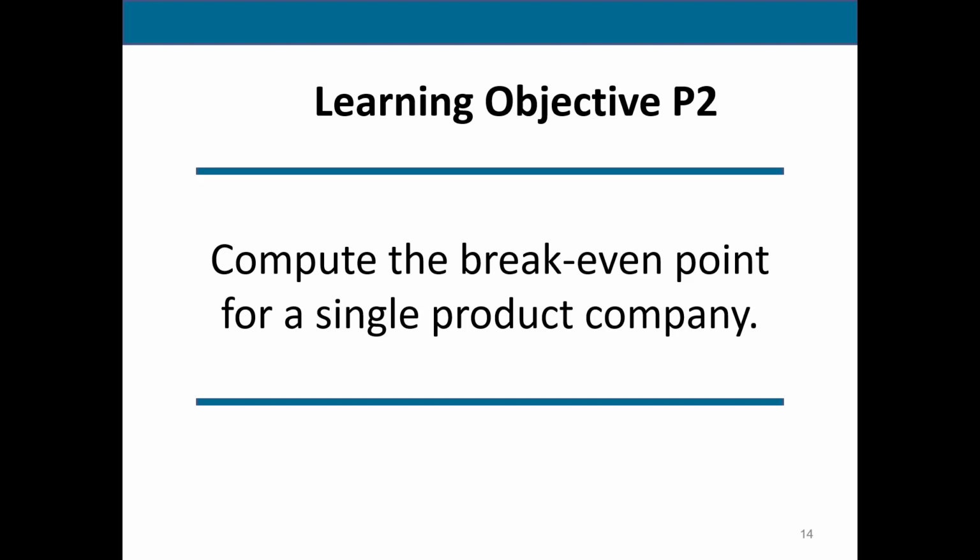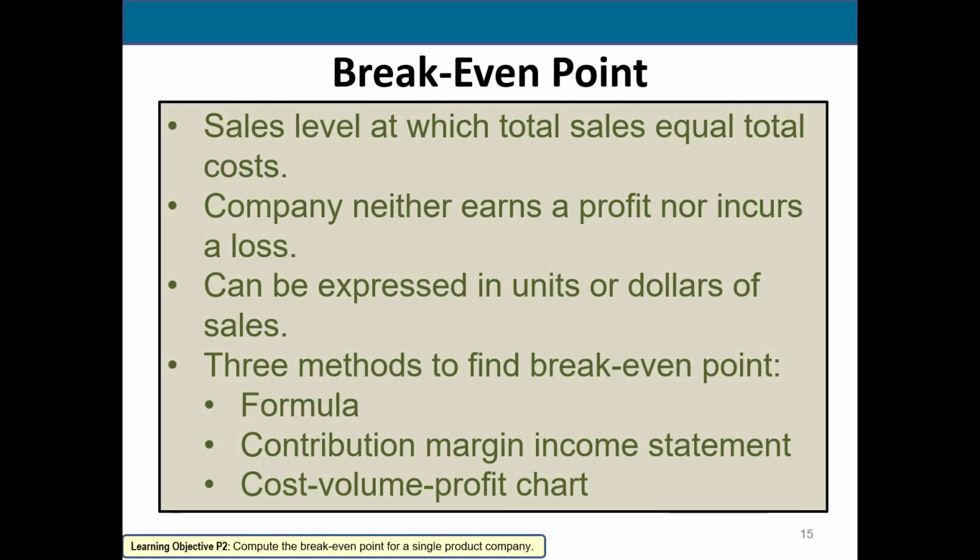We will look at break-even point for a single product company. So break-even is the point in the sales level at which the total sales equals the total cost. So that means the company is neither earning a profit nor incurring a loss. A key concern is whether a company will break even. They want to have sales at least equal to cover their total cost. So they are going to compute a break-even point so they can analyze their situation.